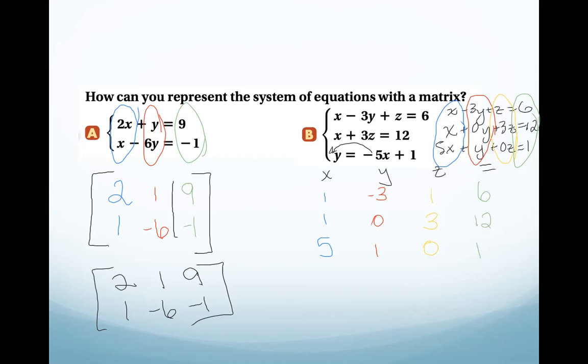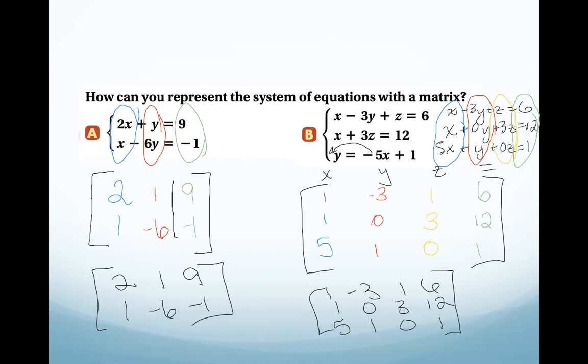To denote that this is a matrix, I'm going to put the bar around, whoops, not including the x, that was just to denote. So those x, y, z at the top, those are not part of my matrix, that's just to help me organize. So my matrix is 1, negative 3, 1, 6, 1, 0, 3, 12, and 5, 1, 0, 1.